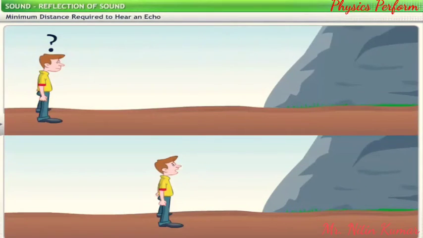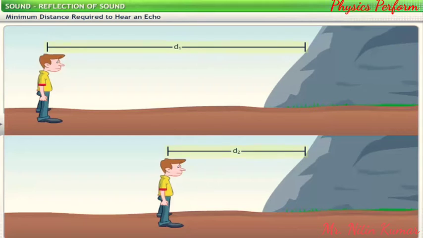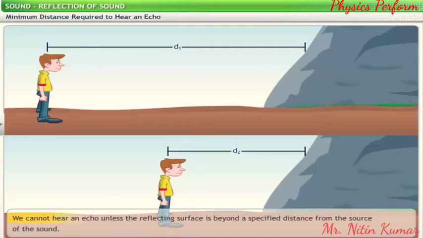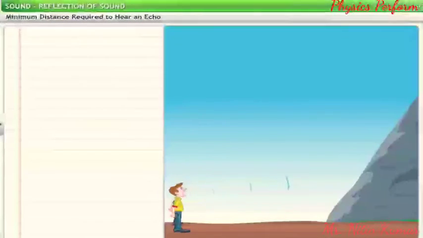Why do you think you could hear an echo in the first position but not in the second? Try and analyze what changed in the second situation. Nothing but the distance of the man from the cliff, right? It is the distance that is making a difference. We cannot hear an echo unless the reflecting surface is beyond a specified distance from the source of the sound. In this case, it was the man shouting "hello."